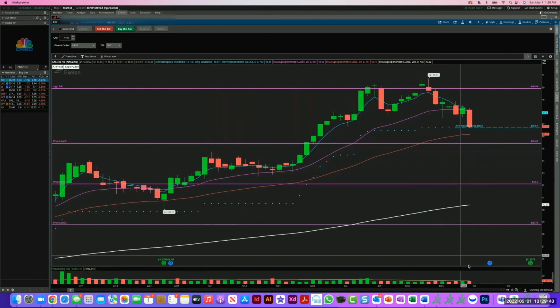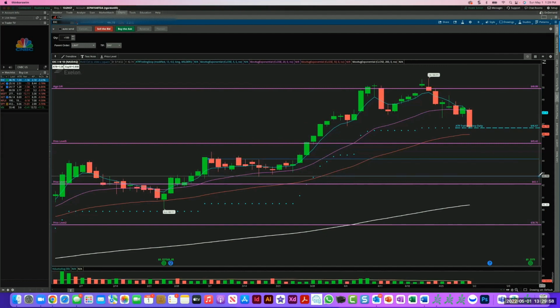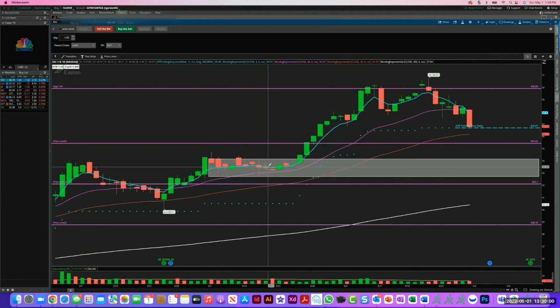And I don't really see any support, even though we have support here and here. I don't really see any buyers for this stock until we get, it looks like, around here. And you can see where there's this consolidation here, where the price started to move up, and sellers came in and tried to sell it off, and it didn't.